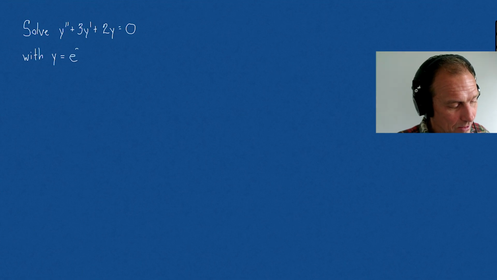The problem then before us is solve y double prime plus 3y prime plus 2y equals 0, with y, and this is the null solution. I'm not going to label it because there's no particular solution, with y null equal e to the st. Now we're going to use what we've already learned.